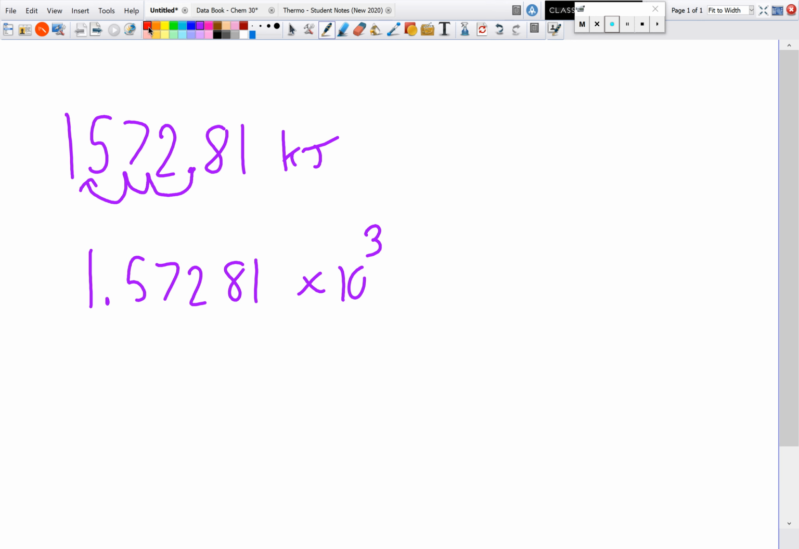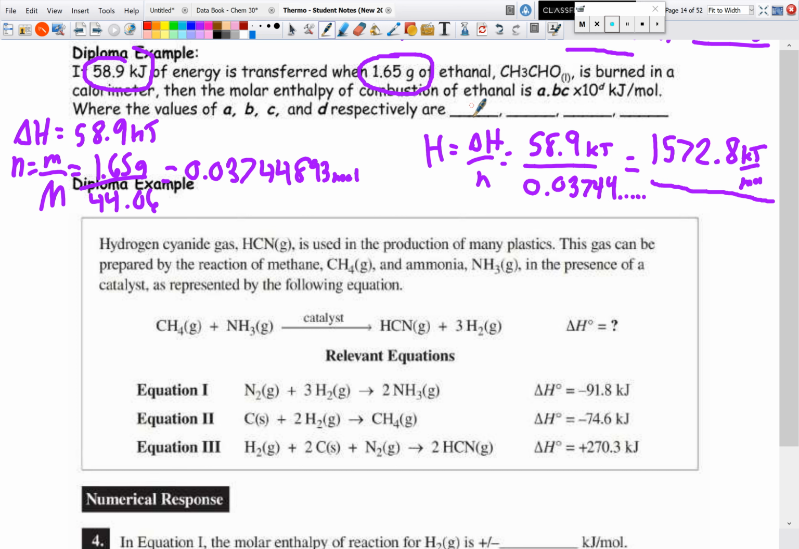Now, you be careful for rounding as well, because it just so happens we don't really need to round here. So this is A decimal BC times 10 to the power of D, where my answer is 1573. And I don't need to round my 7 because there is a 2 right here. So just be very careful with your answers. So, 1573. And if that was a numerical response bubble sheet, that's exactly how I would record it.